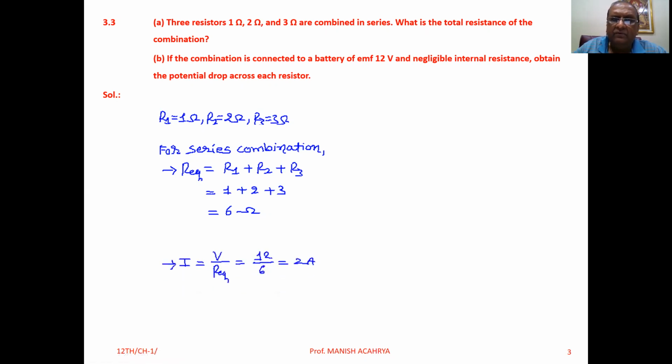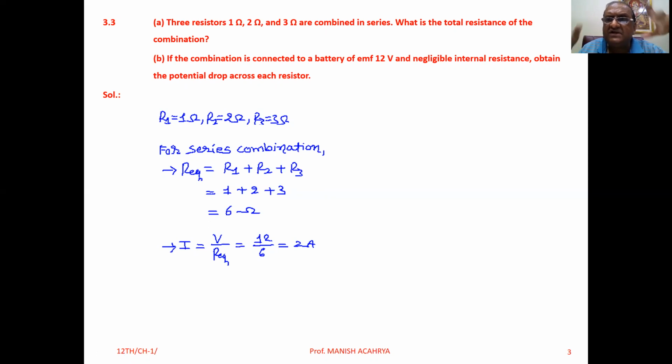Okay. Now the current flow in the circuit, I, is equal to V upon R equivalent. Supply voltage is 12 volt and equivalent resistance we calculated for the circuit is 6 ohm. So 12 by 6, that is 2 ampere. Now we have to find the potential drop across each resistor. Now this is the series combination. So current through each resistor will be the same, I.